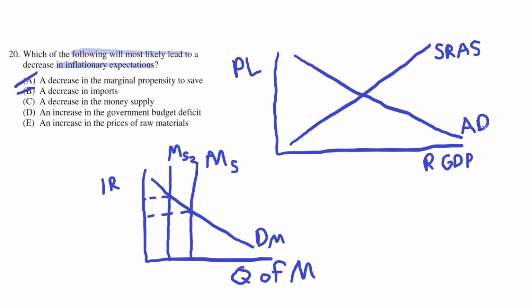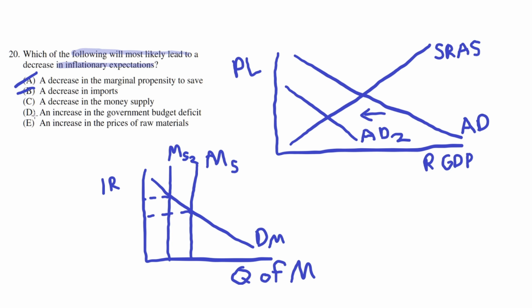Because there's a decrease in the investments, then AD will decrease because investment spending is a part of the aggregate demand. So this will result in a shift left of the aggregate demand. So this will be this curve, AD2, and the price level will decrease, and a decrease in the price level represents a decrease in inflationary expectations. Therefore, C is the correct answer.